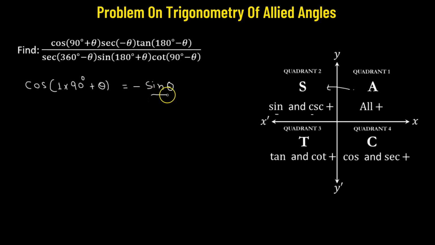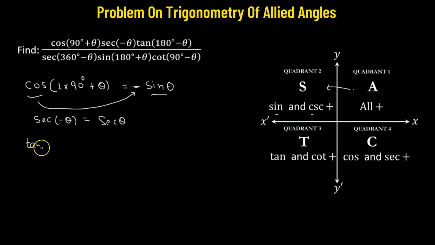Here do not get confused with this value sine theta. The negative is coming because we have mentioned that the result of the cosine function is going to be negative, not the value we have obtained, that means the result is a negative number. So cosine of 90 degree plus theta corresponds to negative sine theta. Then we have secant of negative theta. This is going to be equal to positive secant theta. This is a fact that whenever we have secant of negative theta, in terms of its allied angle theta, this becomes equal to secant theta.